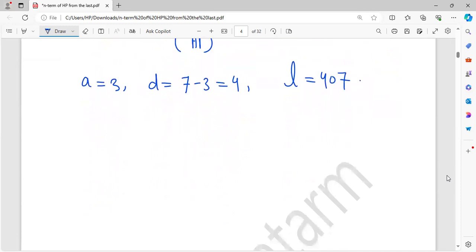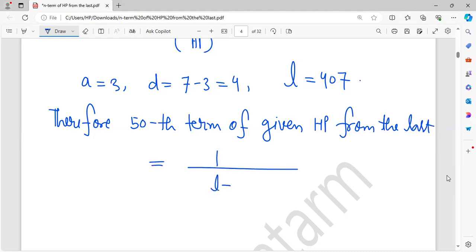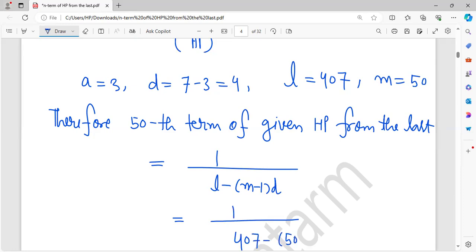Therefore, the 50th term of the given HP from the last is equal to 1 upon L minus M minus 1 into D. What is the value of M? M is 50. So put the value here. What is L here? 407. This is 50 minus 1. What is D? D is 4.